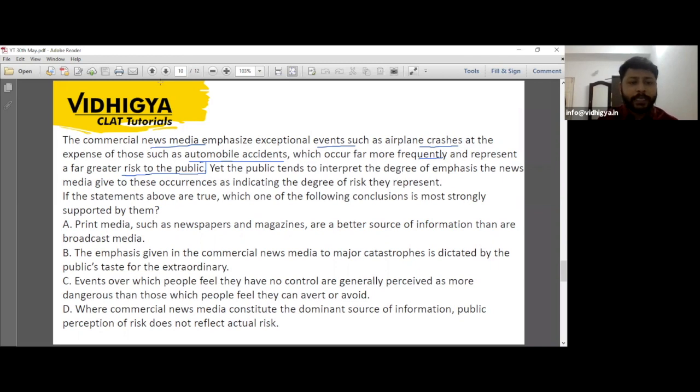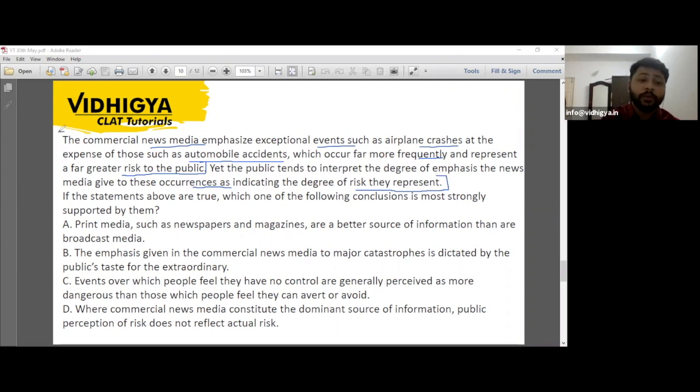Okay, so when we talk about this question specifically, it reads that the commercial news media emphasize exceptional events such as airplane crashes at the expense of those such as automobile accidents, which occur far more frequently and represent a far greater risk to the public. Yet, the public tends to interpret the degree of emphasis the news media gave to these occurrences as indicating the degree of risk they represent. All right, so this is the stimulus.